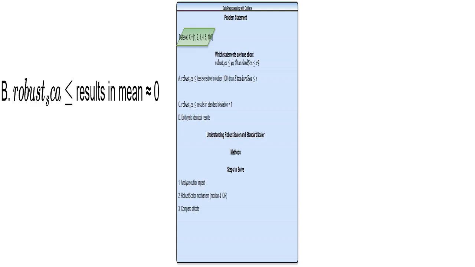Statement B predicts that the mean of the dataset will be approximately 0 after applying robustscale. This tests your understanding of the effect of robustscale on the central tendency of the data. Will this be perfectly 0, or close to it?